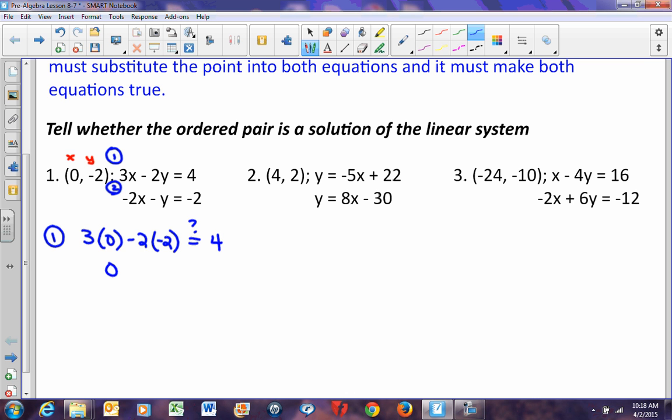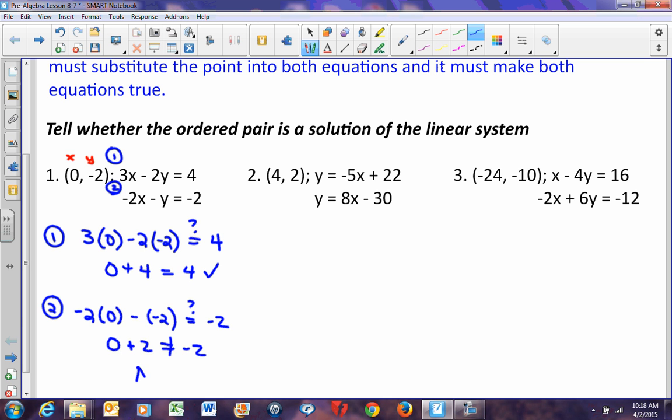3 times 0 is 0. -2 times -2 is positive 4. Does that equal 4? Yes, it does. It checks in that equation. Now let's see if it checks in the second equation. Same thing. We're going to plug in 0 for x and -2 for y. So we have 2 times 0 minus -2. Make sure you have a minus -2. Does that equal -2? So I have 0, minus a minus is a plus. That does not equal -2.